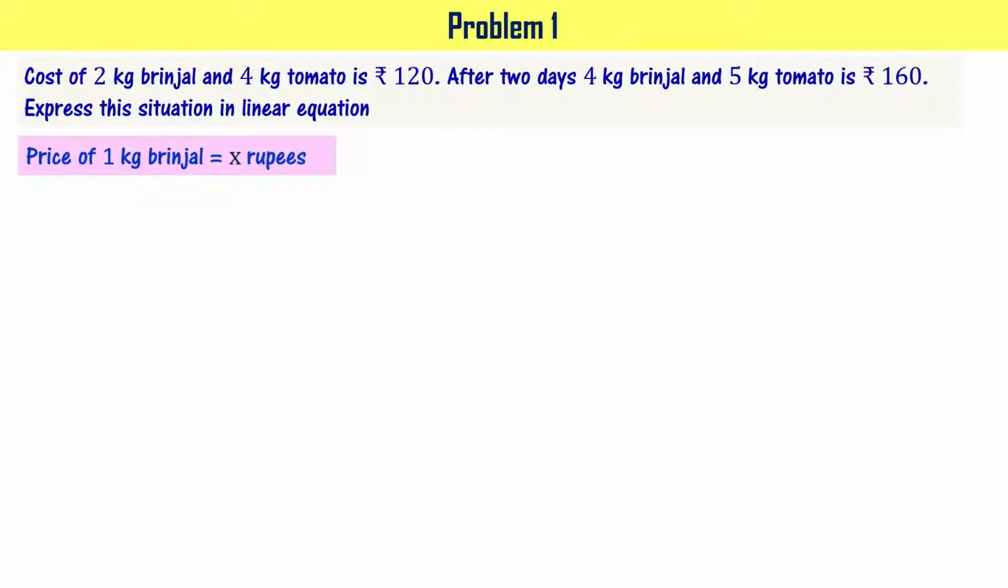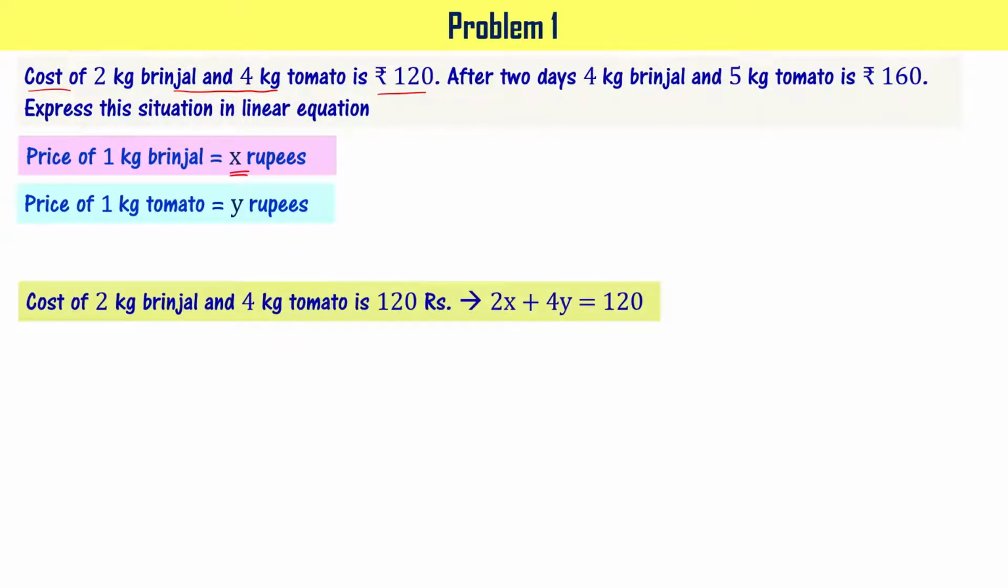Let us assume that price of 1 kg brinjal is x rupees and price of 1 kg tomato is y rupees. Now, with this, we can write the given statements in equation form, right? First, start with cost of 2 kg brinjal and 4 kg tomato is 120 rupees. That can be written as 2x plus 4y equal to 120.